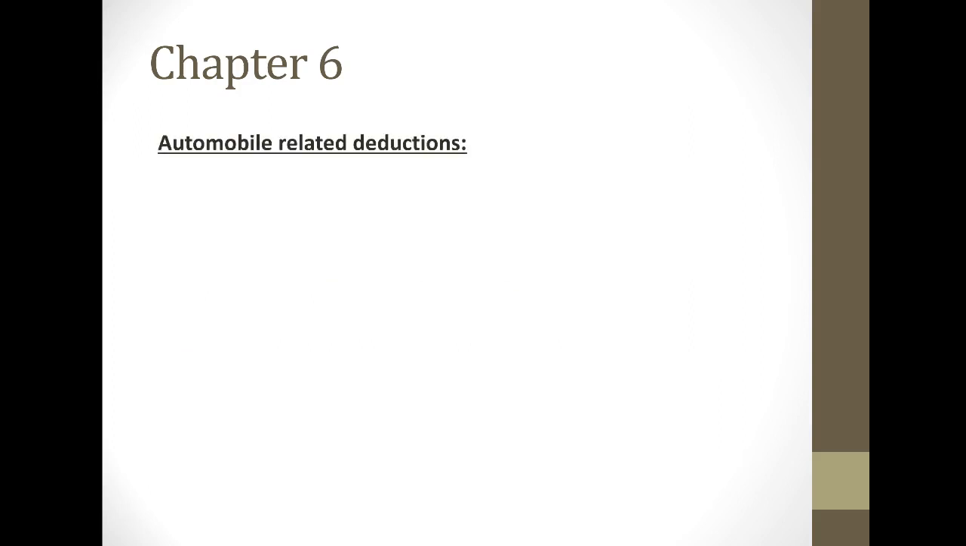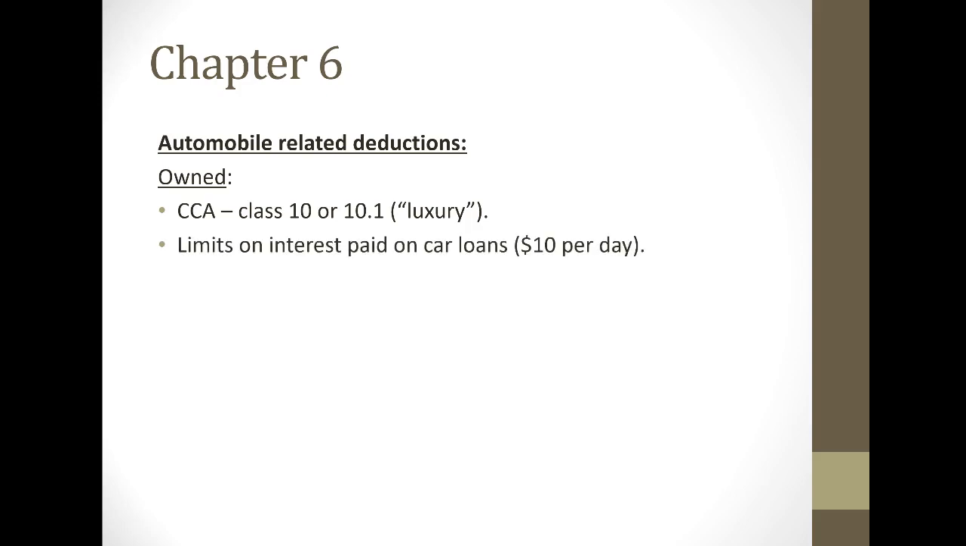Moving on to the next slide, we talked about automobile-related deductions. Now, if a company owns their vehicles, they get to take CCA. Those vehicles will be allocated to Class 10 or Class 10.1 if they're considered luxury vehicles. We also talked about if a company takes out a loan, a car loan, to purchase a car, then there are limits on the interest that is deductible as well. It basically works out to about $10 per day interest maximum.